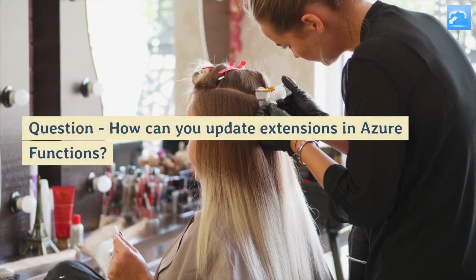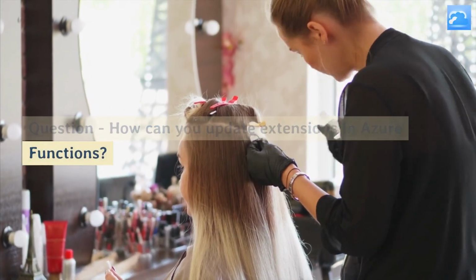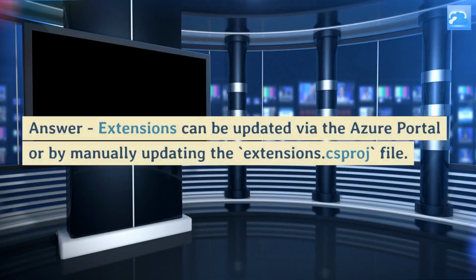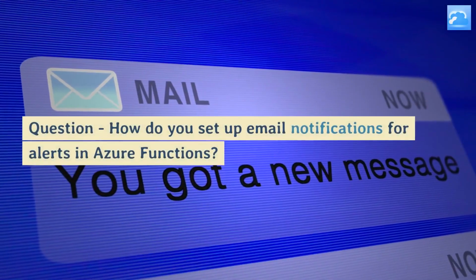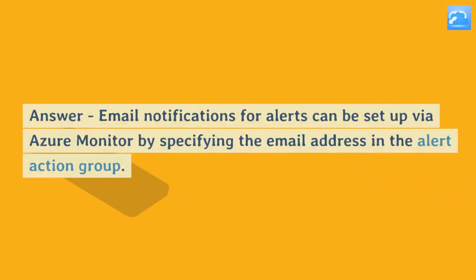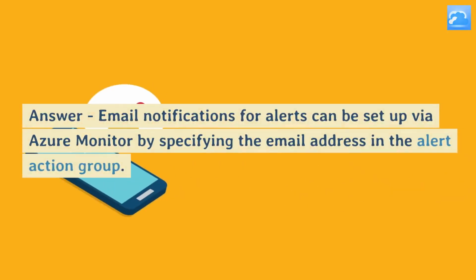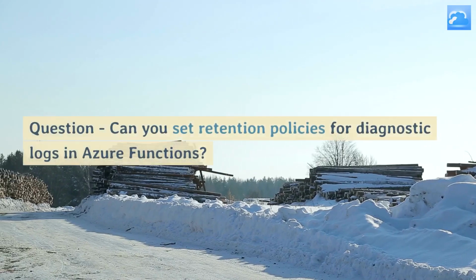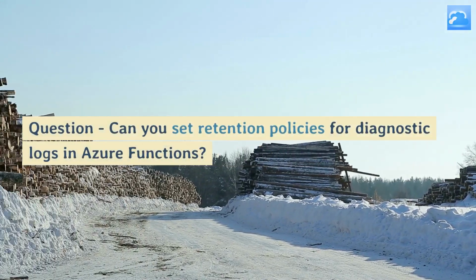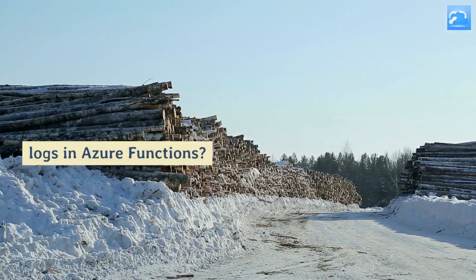Question: how can you update extensions in Azure Functions? Answer: extensions can be updated via the Azure portal or by manually updating the extensions.csproj file. Question: how do you set up email notifications for alerts in Azure Functions? Answer: email notifications for alerts can be set up via Azure Monitor by specifying the email address in the alert action group. Question: can you set retention policies for diagnostic logs in Azure Functions?